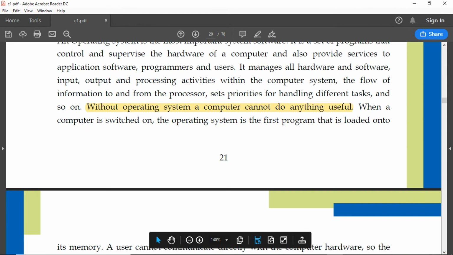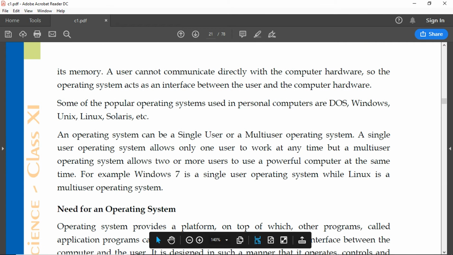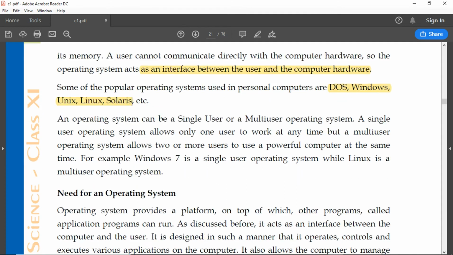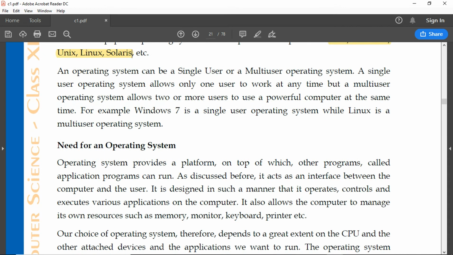22. A user cannot communicate directly with the computer hardware, so the operating system acts as an interface between the user and the computer hardware. Some of the popular operating systems used in personal computers are DOS, Windows, Unix, Linux, Solaris, etc. An operating system can be a single user or a multi-user operating system. A single user operating system allows only one user to work at any time but a multi-user operating system allows two or more users to use a powerful computer at the same time. For example, Windows 7 is a single-user operating system while Linux is a multi-user operating system.